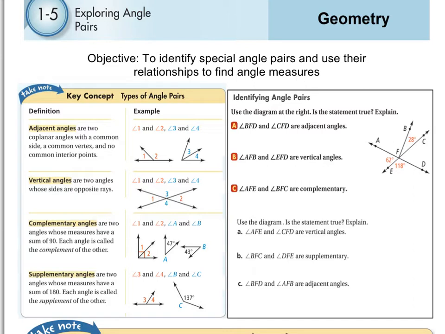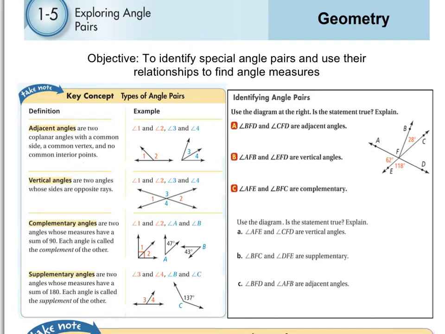find angle measures. So there's 4 angle pairs we're going to talk about. We're going to start with adjacent angles. Adjacent angles are two coplanar angles, so 2 angles in the same plane with a common side, a common vertex, and no common interior points.